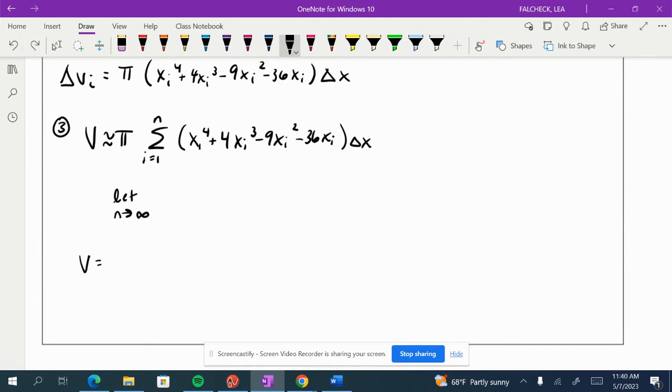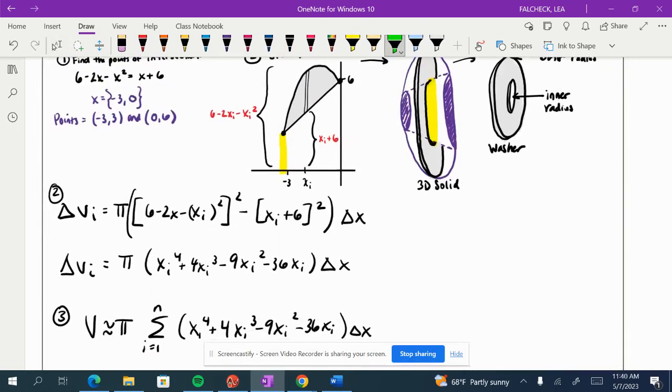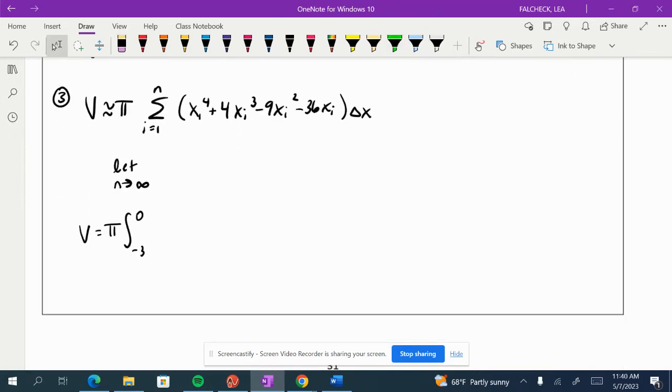Let's put that pi out front. I don't like dealing with him till the end. And we're going to integrate from -3 to 0. How did we determine those bounds? Well, the graph is going from -3 to 0 visually along the x-axis. And then we have our function here, x to the 4th plus 4x cubed minus 9x squared minus 36 dx.